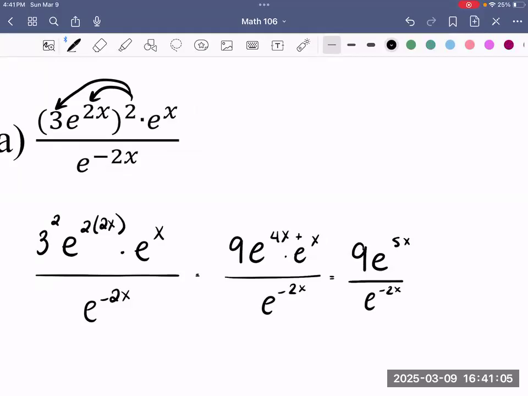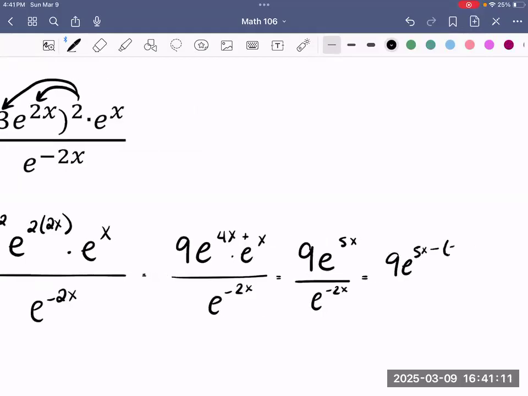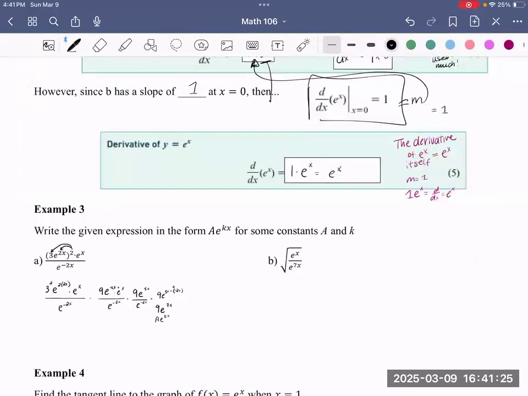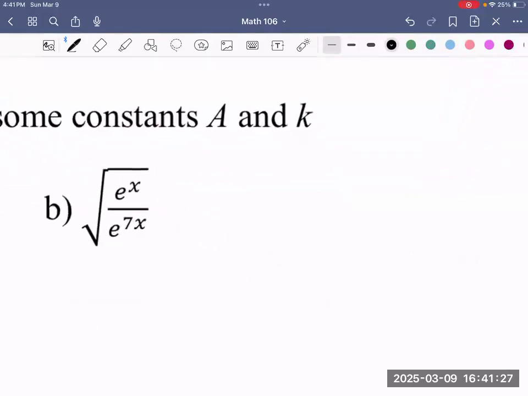And now we can go ahead and add those two together. Well, we're going to subtract them together, but it ends up being addition. 9e to the 7x. And this is in the form a e to the kx. Let's have you guys try it one more time over here.